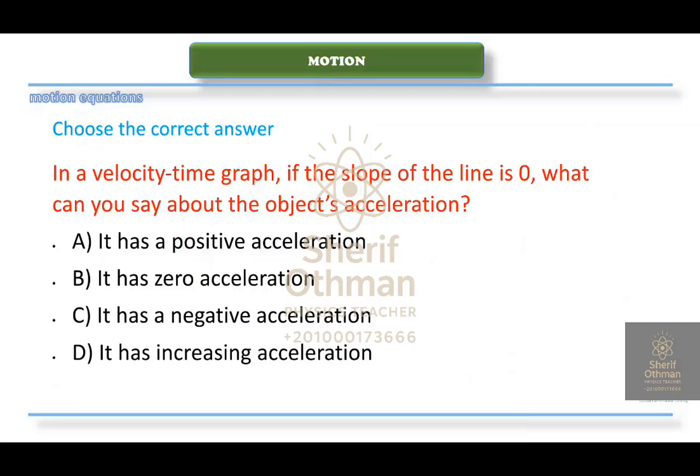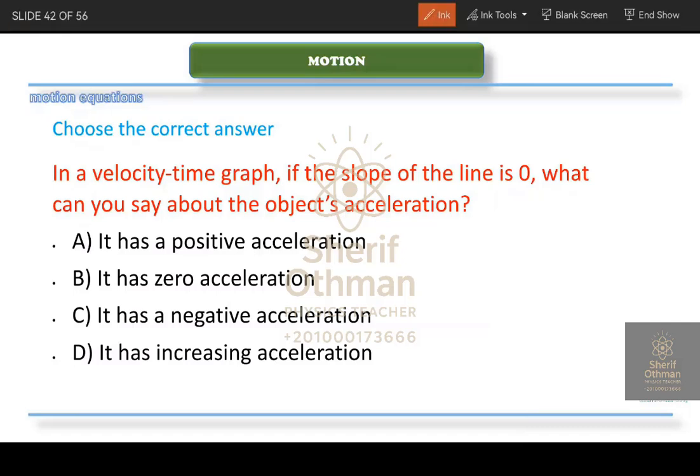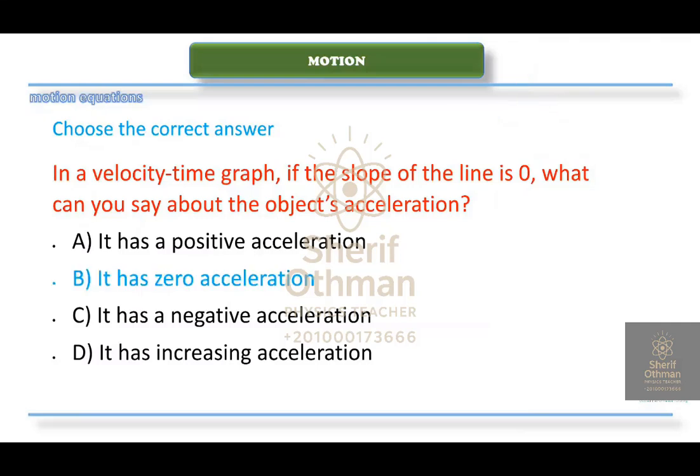In a velocity-time graph, if the slope of the line is 0, that means the line is a straight line parallel to the x direction in the graph between velocity and time. This graph represents a constant velocity. And as the velocity is constant, that means the acceleration is equal to, well done guys, 0.